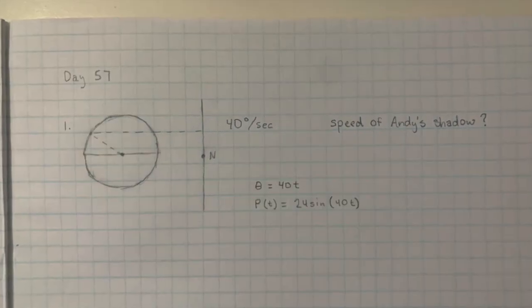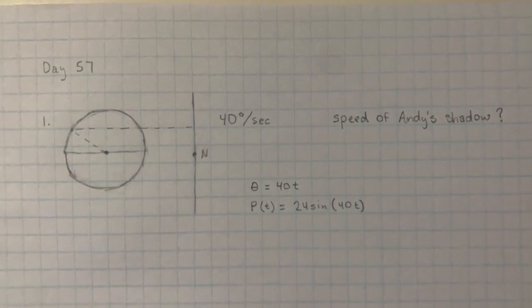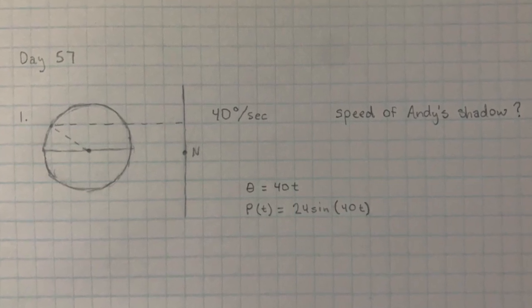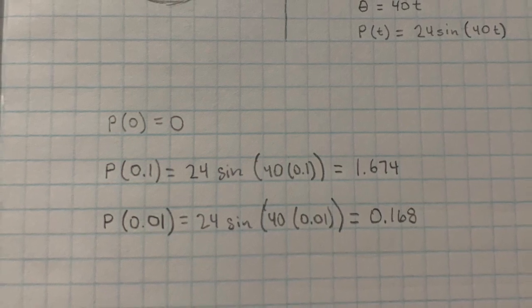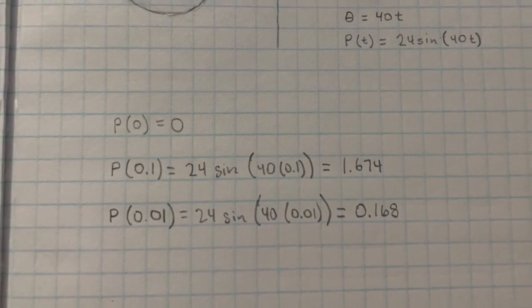So theta equals 40t, because the merry-go-round is turning at 40 degrees per second, and we will be using the equation p equals 24 sine 40t, which describes the position of the shadow. For the first part of the question, we need to find the speed of Andy's shadow when it is exactly at point N, so p is equal to 0.